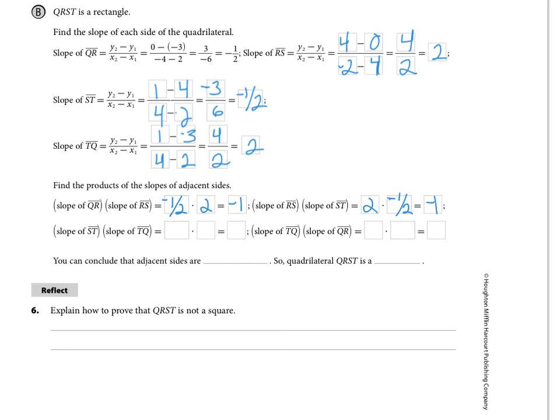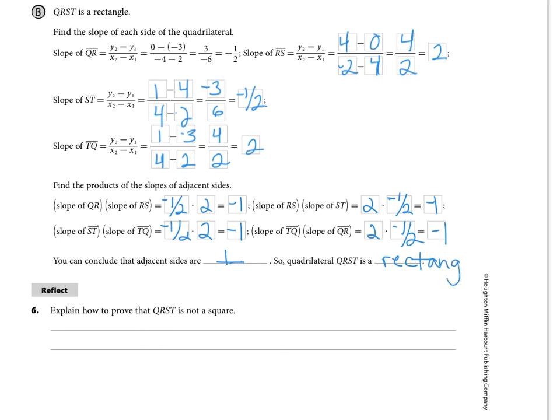Move on to the next pairing, which is the slope of ST, which we know is -1/2, and +2 is the slope of TQ. We get a -1 there. And then our final fourth consecutive sides pairing, TQ back to QR. TQ is 2, and then the slope of QR is back to -1/2 again. Since we get 4 products of -1, we know that adjacent sides are all perpendicular. And so quadrilateral QRST is a rectangle.